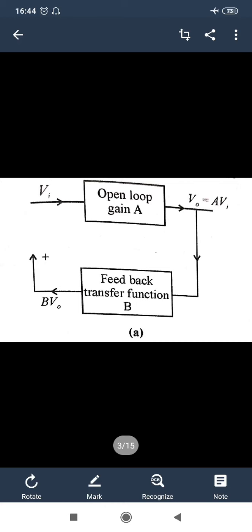The output is V naught. Suppose Vi is our input, then the output V naught is equal to A times Vi, which is fed back via some feedback element towards the input as beta times V naught. If the output is fed back to the input in the same phase, then it is positive feedback, and sinusoidal oscillators generally use positive feedback circuits.